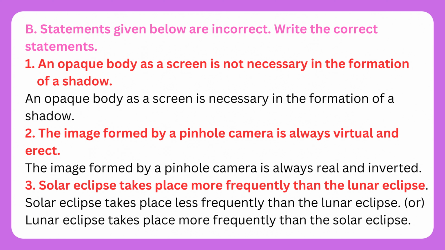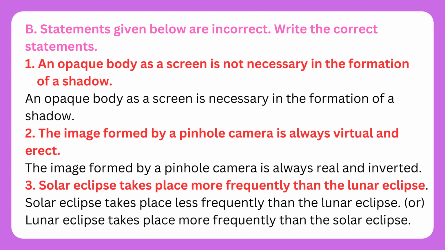Statements given below are incorrect. Write the correct statements. 1. An opaque body as a screen is not necessary in the formation of a shadow. Answer: an opaque body as a screen is necessary in the formation of a shadow. 2. The image formed by a pinhole camera is always virtual and erect. Answer: the image formed by a pinhole camera is always real and inverted.